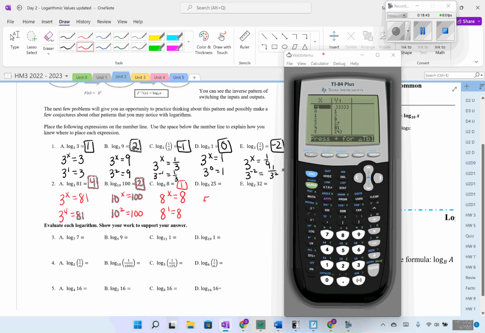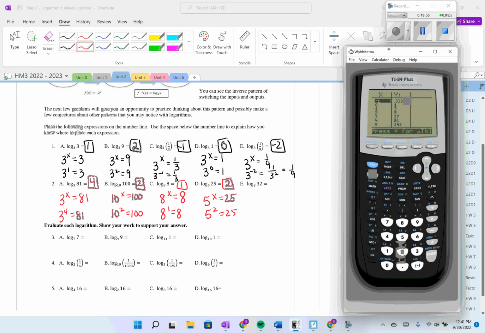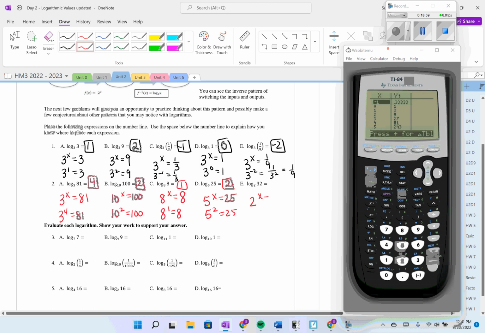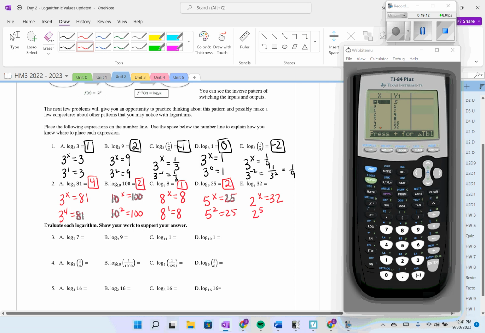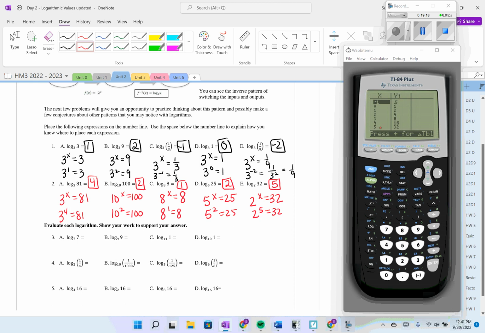So for this one, 5 to what power equals 25? 5 squared. So 2 would be the answer to this log. And if we keep going, 2 to what power equals 32? And again, if you don't know, go to your y equals. The base for this equation is 2, so it would be 2 to the power of x. Go to your table, and then you could see 5 is your answer. So 2 to the 5th equals 32. So 5. Because remember, the answer to a log is an exponent.